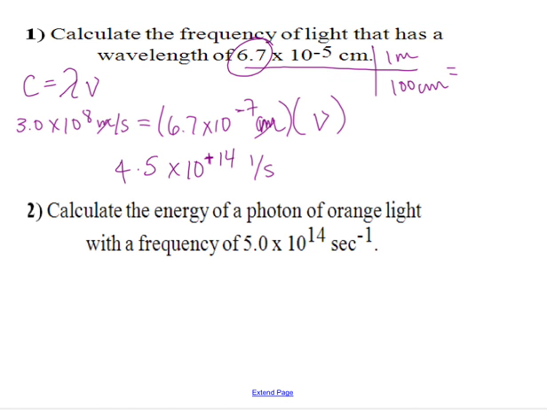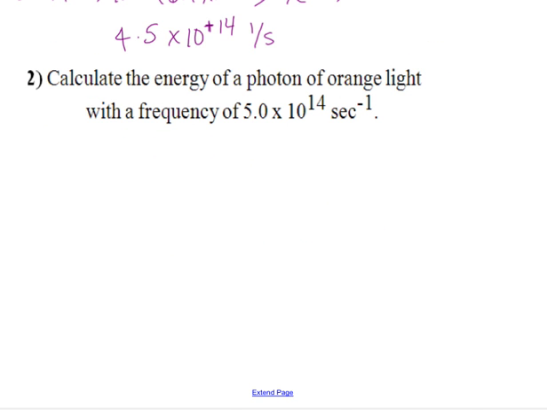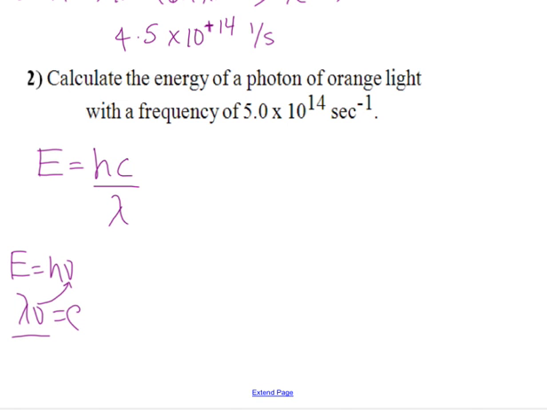All right? Calculate the energy of a photon of orange light with a frequency of 5.0 times 10 to the 14th per second. So we're calculating energy. What equation do you want to use? We're given frequency. Yeah, this is where that combined equation comes in. Otherwise, you would have had to use 2 equations to solve. If you don't want to memorize it, you can do lambda nu is equal to speed of light, solve for the frequency, and then plug the frequency in there to solve for energy. That's your call, but I prefer to use one equation.